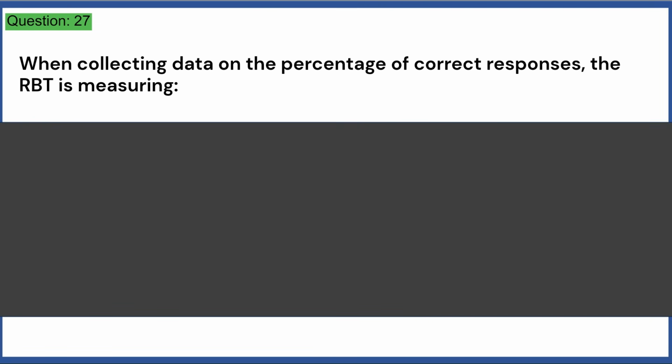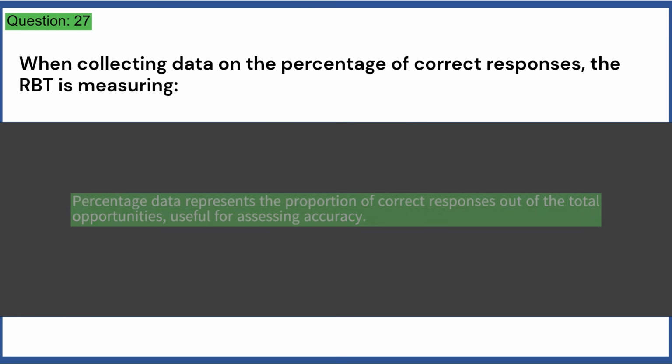When collecting data on the percentage of correct responses, the RBT is measuring: A. Frequency, B. Rate, C. Percentage, D. Duration. Answer, C. Percentage data represents the proportion of correct responses out of the total opportunities, useful for assessing accuracy.